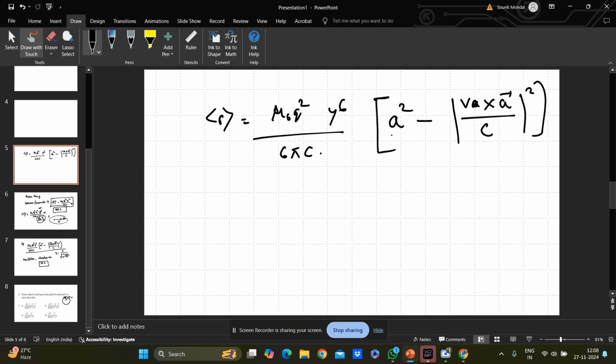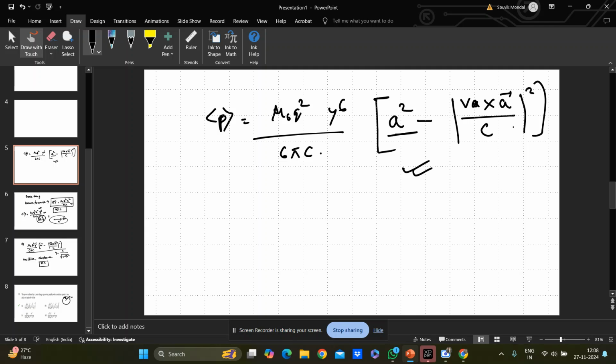So look, here the dimension is acceleration. Here it is still the dimension acceleration square, and here still it is acceleration square. But you have to put a v cross a by c to make it dimensionally correct. So this will be your modified final formula, and this will be valid for every configuration, the most general configuration.